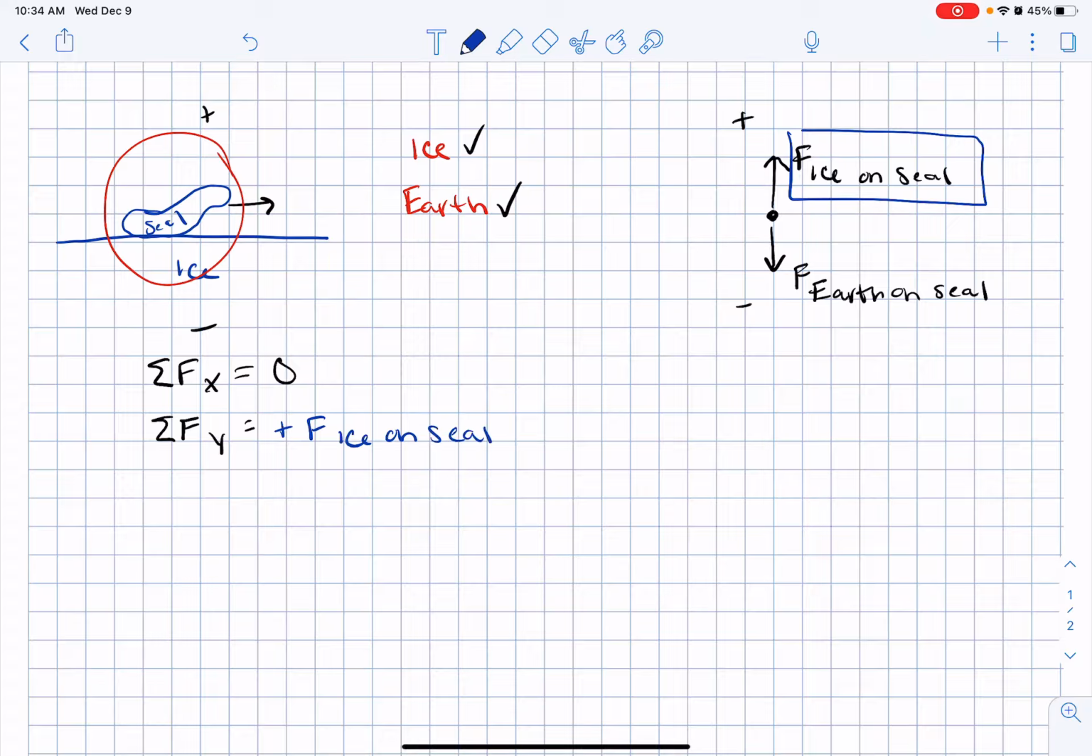So I'm putting positive force ice on seal. And our negative force is the force the earth exerts on the seal. So I'm putting minus force earth on seal. And now I am done, okay?